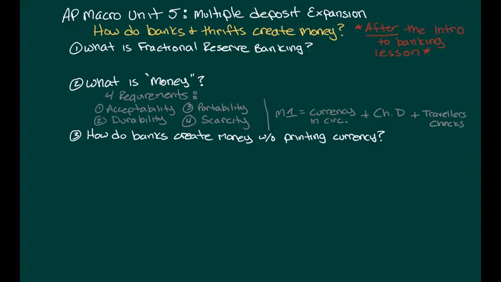It has to be, number 1, generally acceptable in exchange for goods and services, meaning that you can't come up with your own money if nobody else believes in it. Everybody has to agree that this thing is money in order for it to be money.